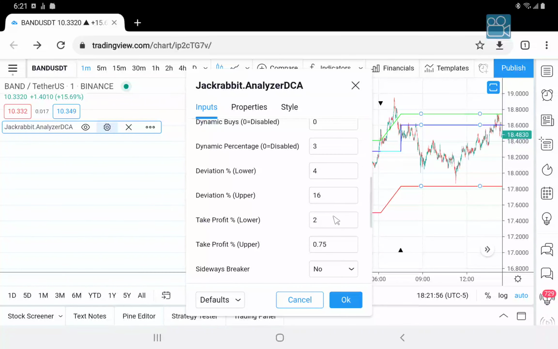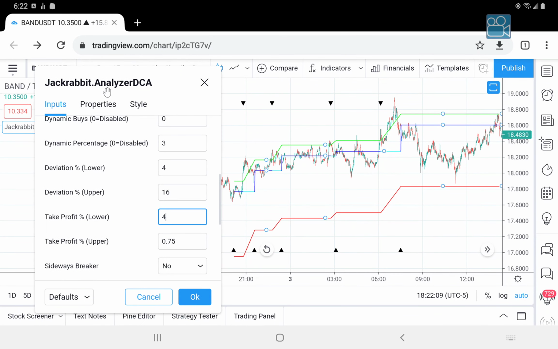Alright, let's change my take profit to 4%. Let's see how it changes this map. So a purchase, it climbs 4%. So one purchase, sell off at 4%.